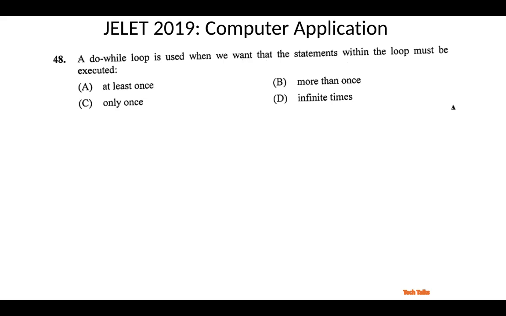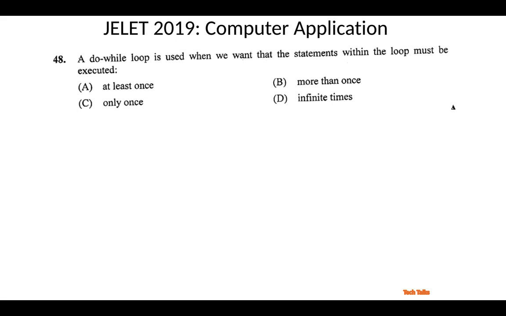This question says a do while loop is used when we want the statement within the loop to be executed. So let me tell you, the main difference between the while loop and the do while loop is that in a while loop, the condition is checked first. If the condition inside the while loop is true, like while x greater than 5, then do this. So if the value of x is greater than 5, then only the inside block, whatever you write inside the while loop, will get executed.